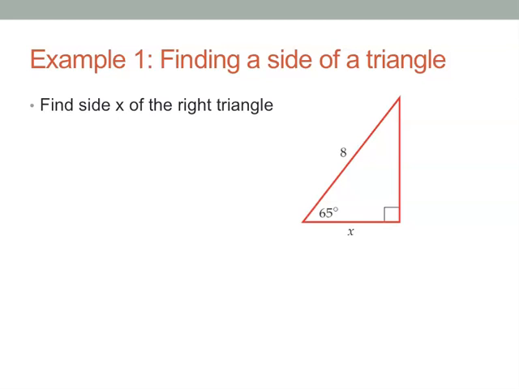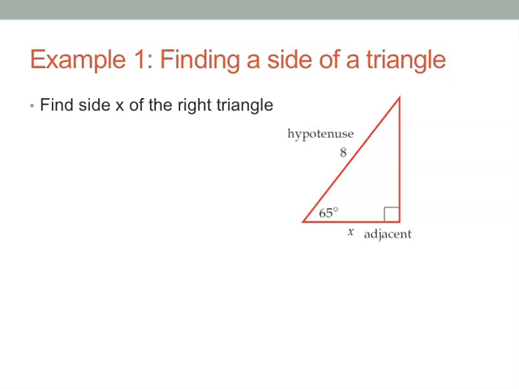So here you are told that you have a right triangle. You are told that one of the angle measures is 65 degrees. It looks like the hypotenuse is 8, and it looks like the adjacent side is x. So here it's asking you to find what the measure of side x is in this triangle. So let's go ahead and label what we have here. In relation to the 65-degree angle, we know 8 is the hypotenuse and x is the adjacent side.